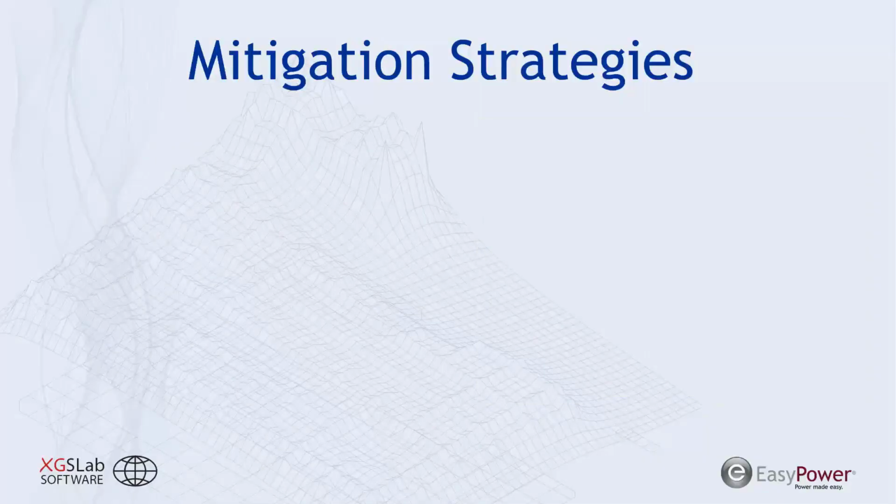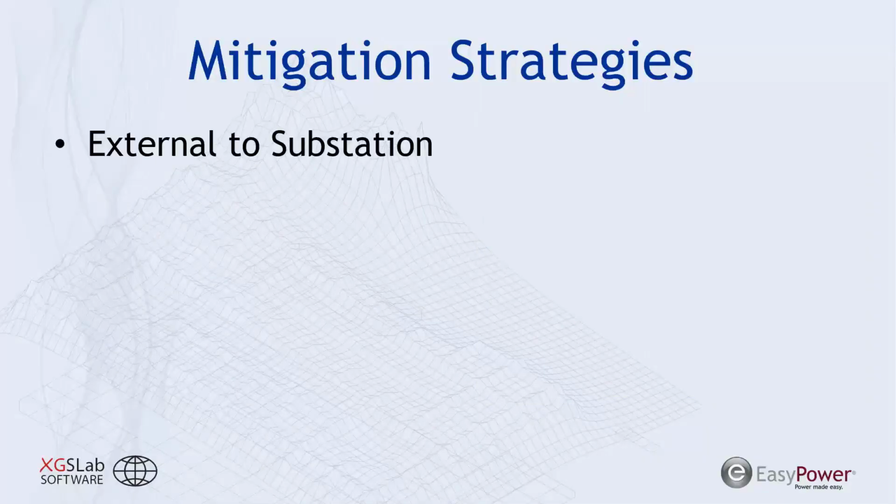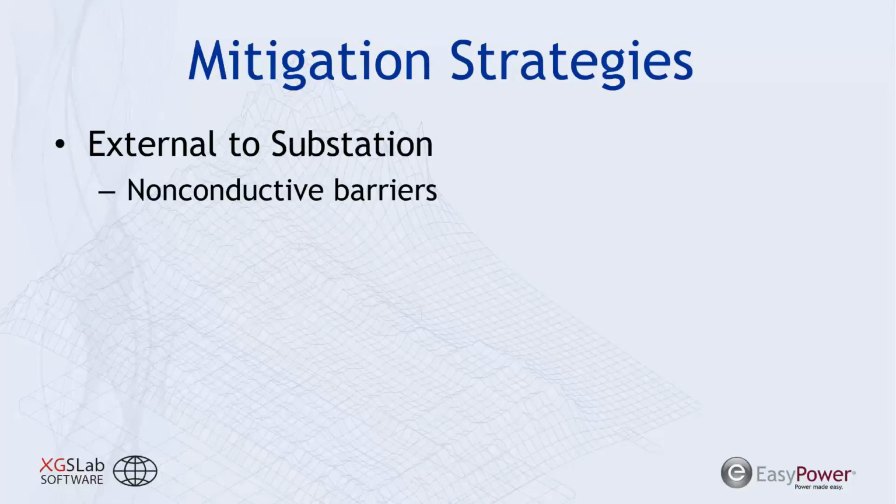So those were strategies internal to a grounding system or a substation. Some strategies external to a substation, obviously we can include non-conductive barriers. If we are able to control access to an object that receives transfer voltages, we can eliminate those risks. We can also look at gradient control mats.